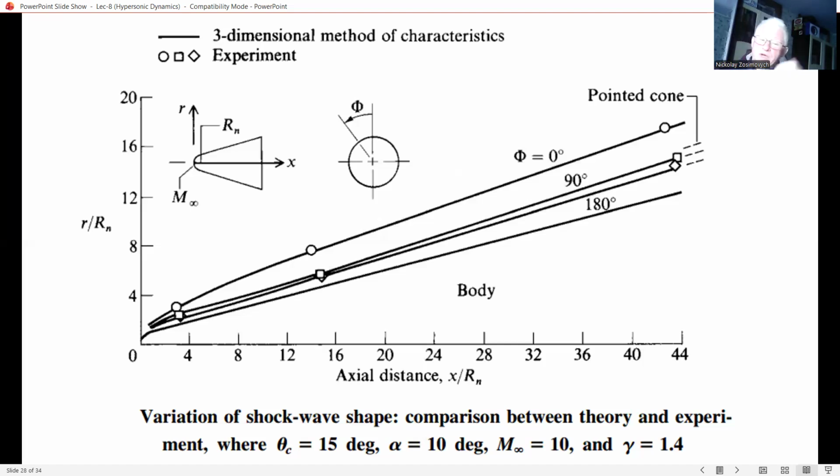And these figures also illustrate the effect of nose bluntness on the shock shape. The shock location for a sharp nose cone at 15-degree angle of attack is shown as a dashed line at the right of this slide. But note that nose bluntness displaces the leeward portion of the shock, when phi equals 0 degrees, outward, whereas the inward portion, when we have 180 degrees, is not noticeably displaced.